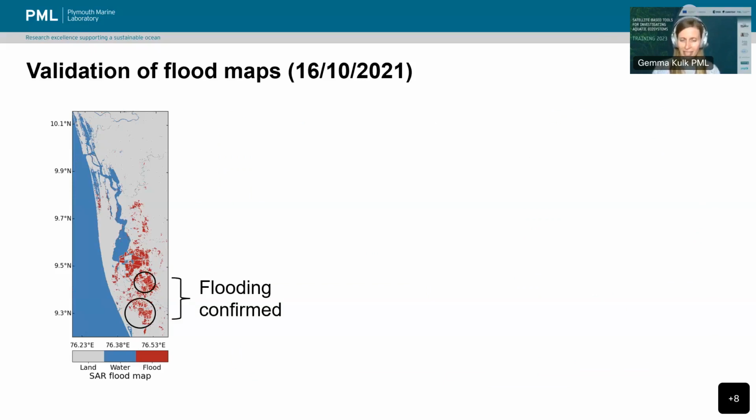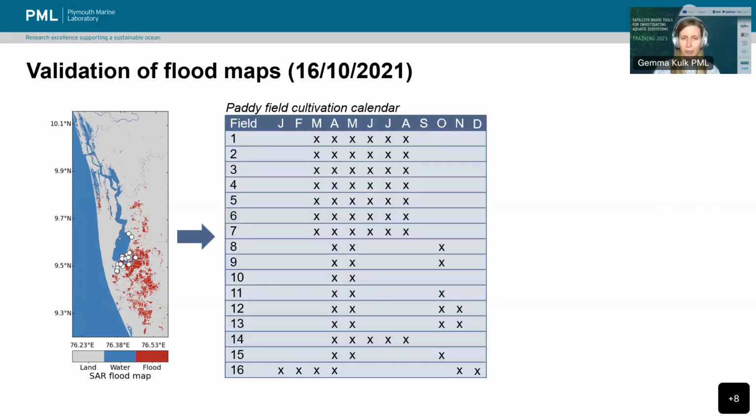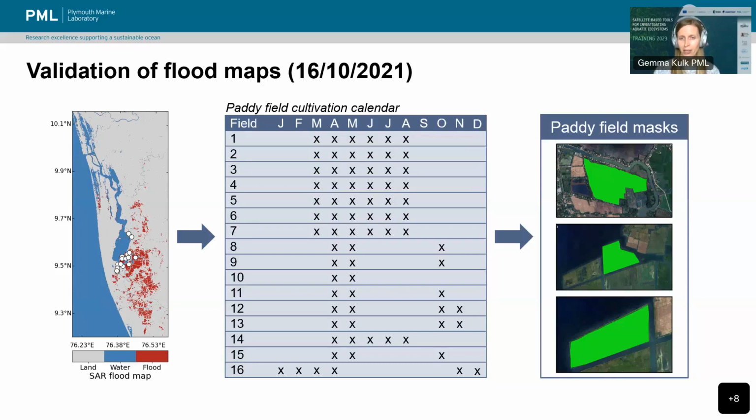So what we did is we selected 16 different paddy fields and identified the months and years where these paddy fields are expected to be flooded according to the cultivation calendar. And so we prepared masks for these paddy fields, so we can exclude them from our analysis during those specific months, which allows us to more accurately assess the extent of flooded areas throughout the year.